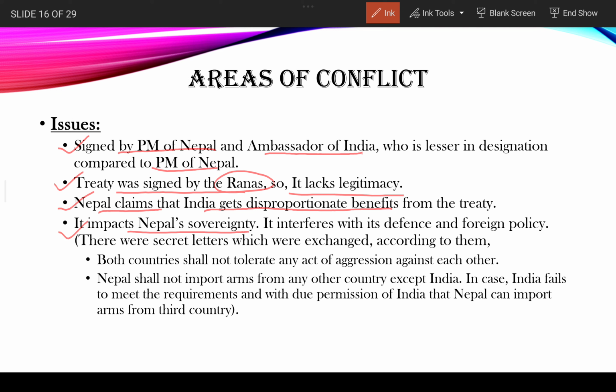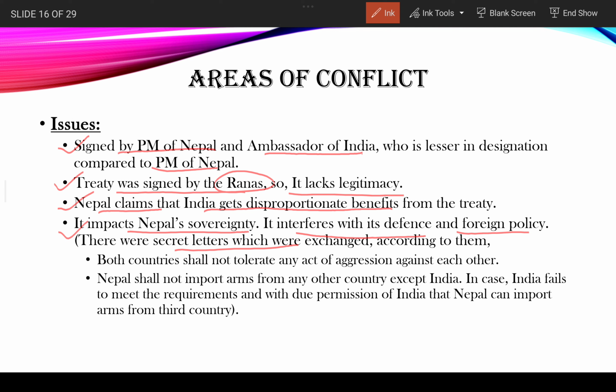Then another thing is that it is impacting Nepal's sovereignty as well. When we were looking at the provisions, there were some points related to defense as well. So they say that it interferes with the defense and foreign policy of the country. Basically, the provisions are not such that they will impact, but there were some secret letters exchanged between the two governments, and the provisions of those secret letters are basically the cause of conflict.